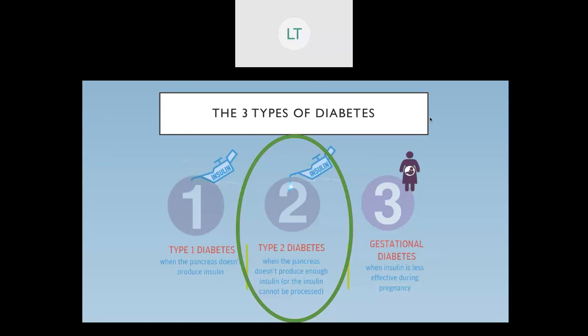Lastly, I do want to mention that there is also something called prediabetes. And this is when there are signs that your blood sugar is slightly above normal, but it's not yet high enough to diagnose you as having diabetes. Often, with some lifestyle changes, someone with prediabetes can return their blood sugars back to a normal level.